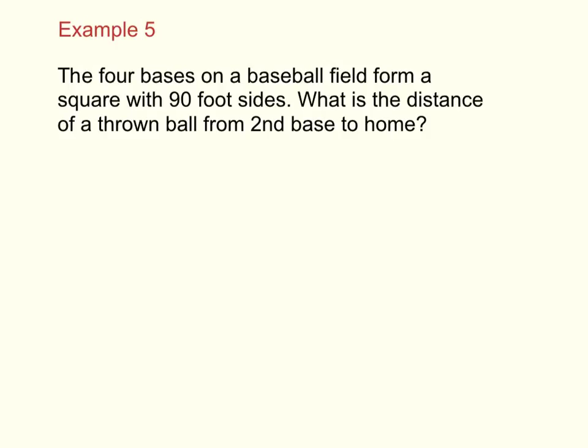Application problem number 5. The 4 bases on a baseball field form a square with 90-foot sides. What is the distance of a thrown ball from second base to home? Well, the first thing you can do is you can actually make a rough sketch of a coordinate plane. If you wanted to, you could also use Pythagorean theorem. And you could say, well, this is a base here, this is a base here, this is a base, and this is a base. So what you've made is a square, which is a baseball diamond.